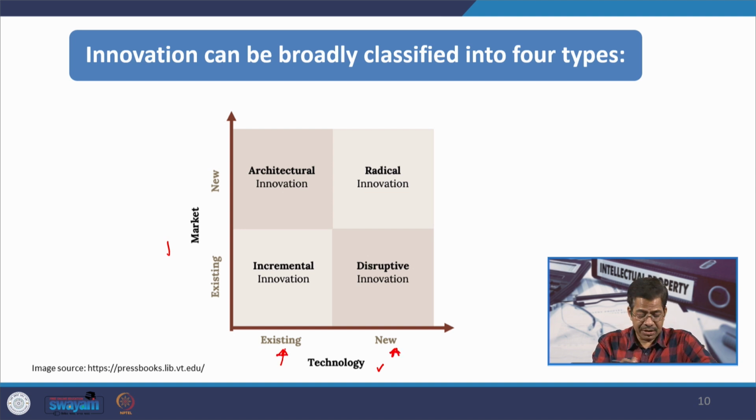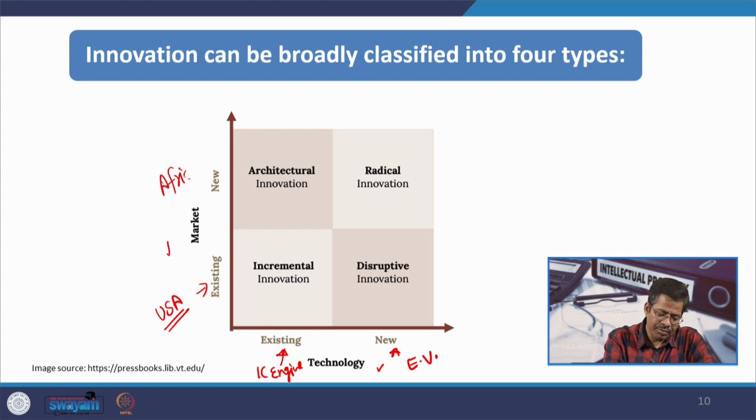For example, just to give you one idea, the IC engine is an example of existing technology and electric vehicle is the new technology, if I talk in terms of the transportation sector. Market, the existing market, for example, in some case can be if I am in USA, and new market can be Africa. Now, in this case you see that we have these 4 quadrants.